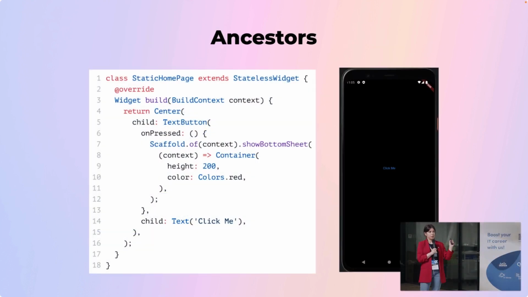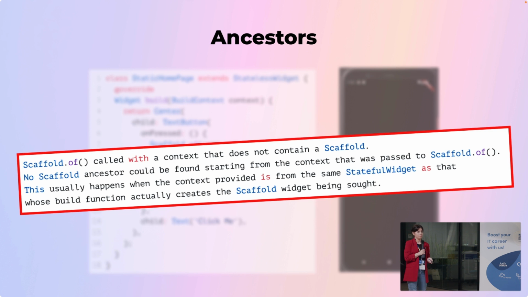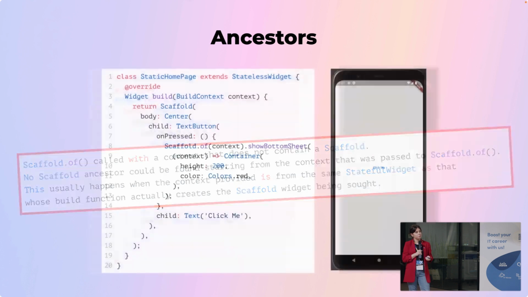So here's a very simple looking app, right? There's nothing, just a text button in the center. And on the click of this text button, we try to access scaffold and show a bottom sheet, right? We access the scaffold via the .of method and pass it the context. And what happens when we run this app and click the button? An error happens. An error that says Scaffold.of called with a context that does not contain a Scaffold. All right, we really did not specify any scaffolds in this widget tree, so it kind of makes sense where it's going to look for a scaffold.